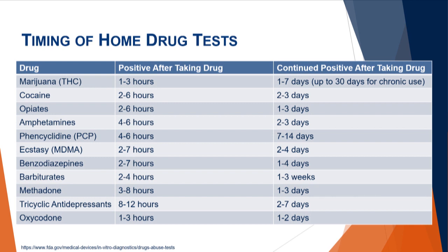With THC, that can continue to be positive for 1 to 7 days and even up to 1 month if used chronically. PCP and barbiturates can remain positive for up to 1 to 3 weeks. So it's important to note these differences. Another thing to note is that this can vary greatly by individual. A lot depends on how long they've been taking the substance, the amount that they've ingested, and the individual's differences in metabolism compared to the rest of the population. However, this can provide a valid estimate.